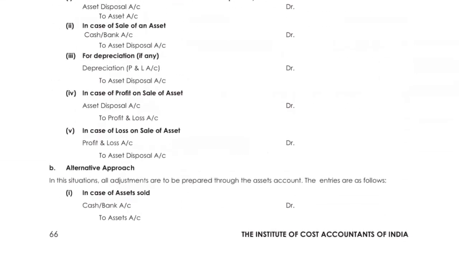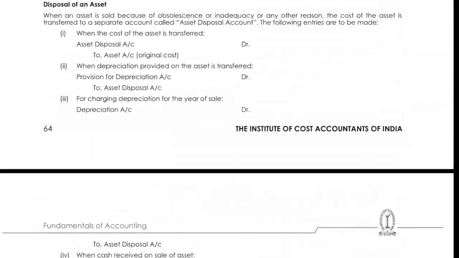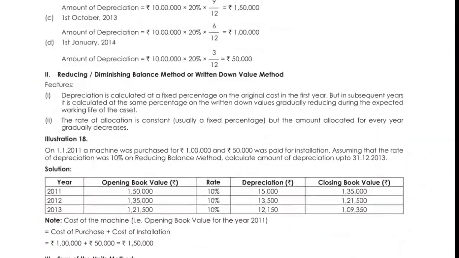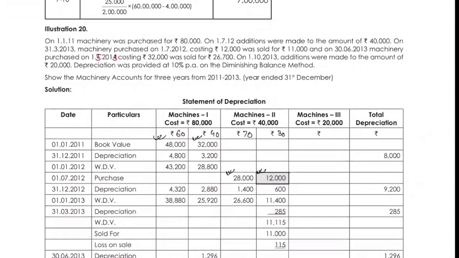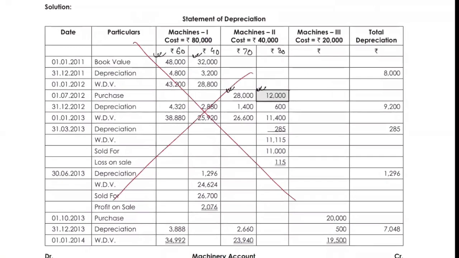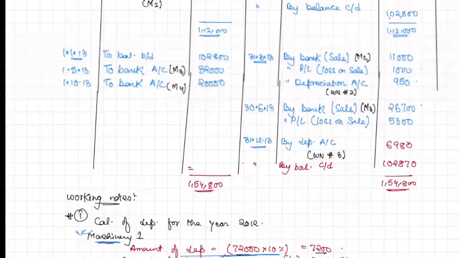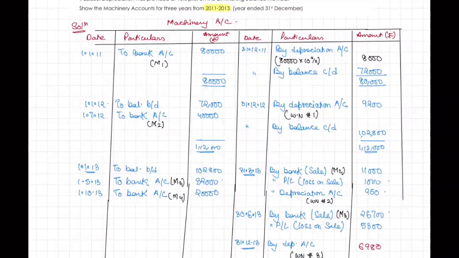Regarding illustration 20, try not to follow this one. Just change it into 1st of May 2013, and try to solve it the way that I have shown you. This one for now, but when the time comes, I'll guide that way also, what actually has been done over there. So that was all in the depreciation.